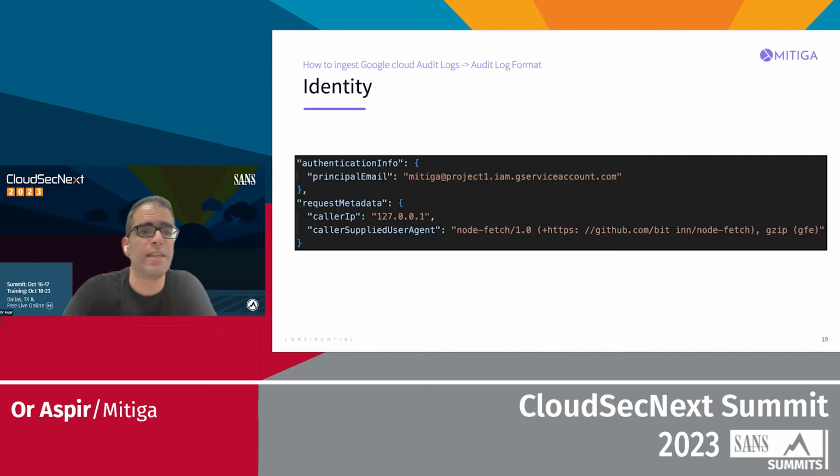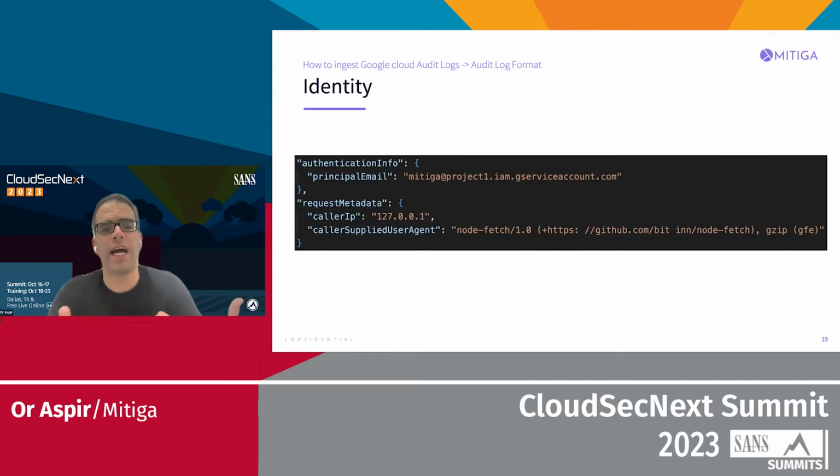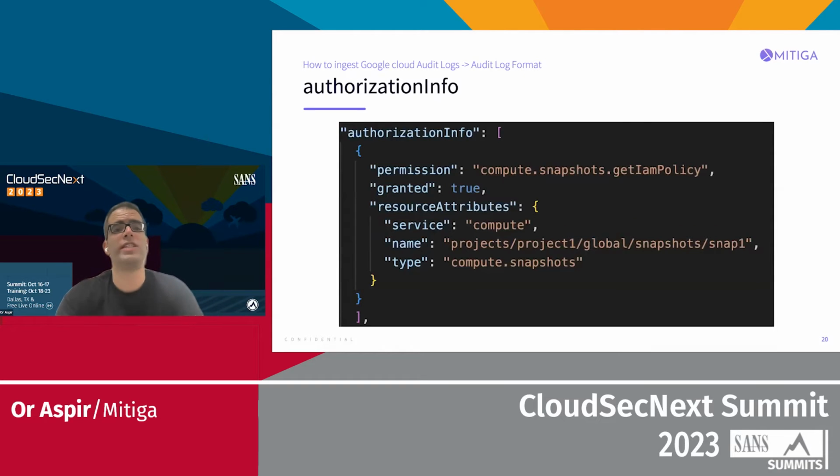In the identity part is the authentication info, which explains who did the action, and the IP and user agent that were used. Specifically in this case, a service account inside project one called Mitiga did the action. In the authorization info, which sometimes gets missed because people don't look at it, you will see the permissions that were used in the API. In this specific case, the get IAM policy permission was used on Snap1 snapshots.